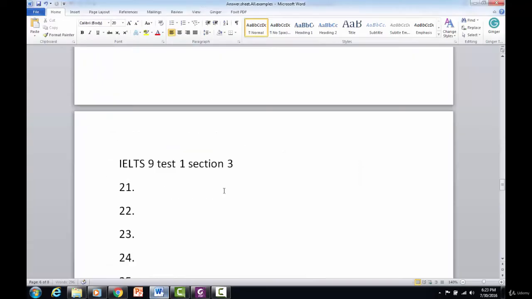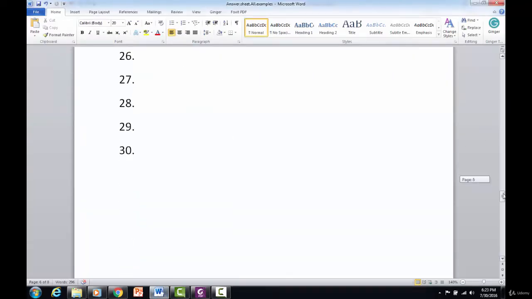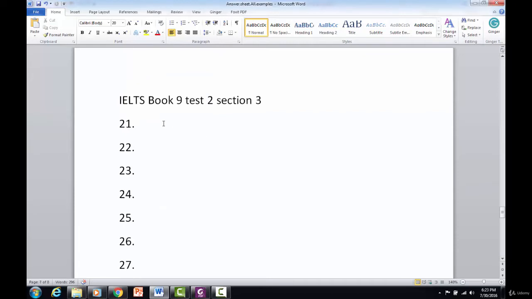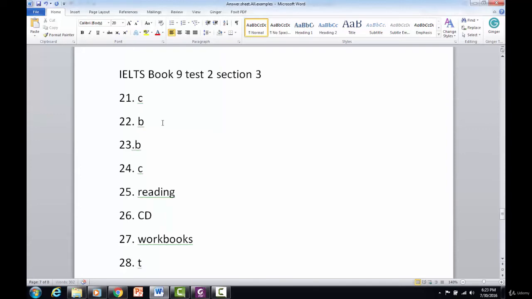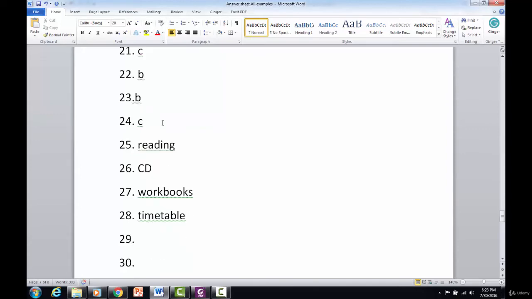All right, so I'm going to write these answers down for you in this one right here. We're in Book 9, Test 2, Section 3. Number 21 we know was C, 22 was B, 23 was B, 24 was C, 25 is reading. I'll go over it with you guys. 26, CD. 27, workbooks. 28, timetable. 29, alarm. 30, email. Right?